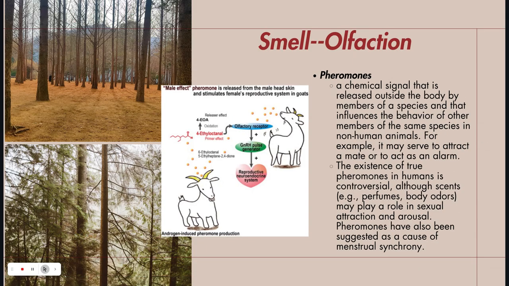So what we also need to know about smell is this idea of pheromones. And please feel free to put this into your own words and shorten. So pheromones are chemical signals that are released outside of the body by members of a species that influence the behavior of other members of the same species in non-human animals. For example, it may serve to attract a mate or to act as an alarm.